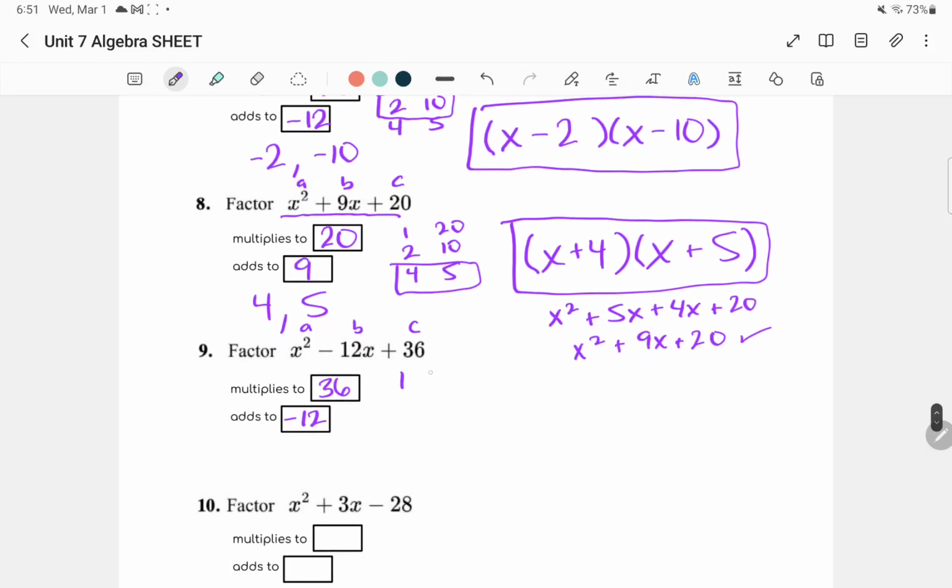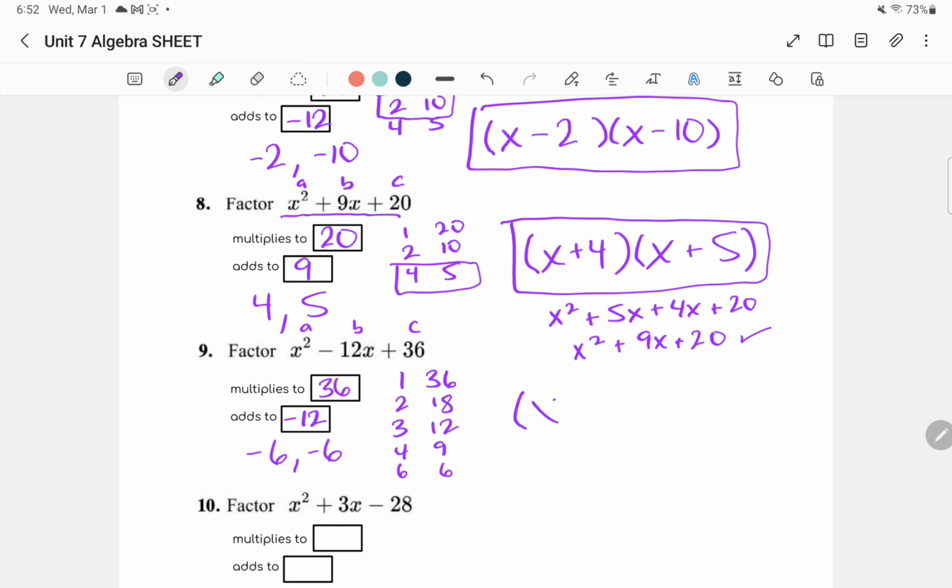So 36 would be 1 and 36, 2 and 18, 3 and 12, 4 and 9. Oh, and since these are multiplying to a positive and adding to a negative, they're both going to be negative. And then 6 and 6. So there we go. It looks like my answer is going to be negative 6 and negative 6, right? Negative 6, negative 6, multiply to positive 36 and add to negative 12.